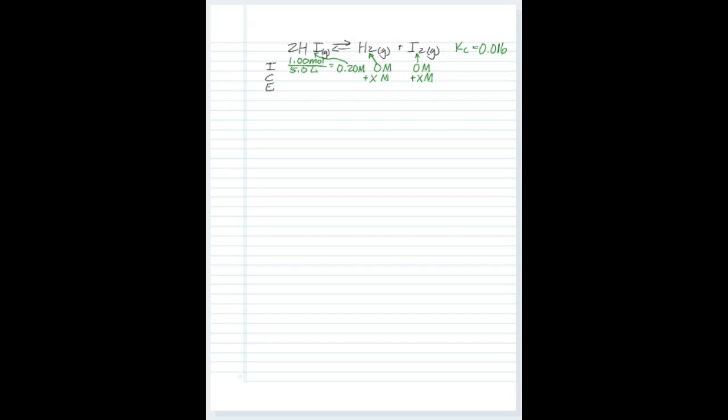When it changes toward equilibrium, we also know that our HI is going to go down by 2 times whatever X goes up because of this 2. Every mole of H2 and I2 that's produced, you're going to get 2 HIs decreasing. So that's what that 2 is saying. And then at equilibrium, we just add those 2 rows together.